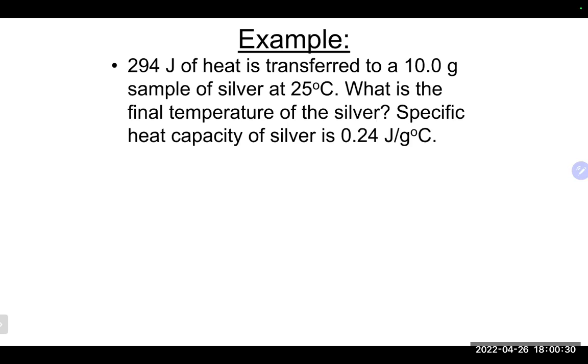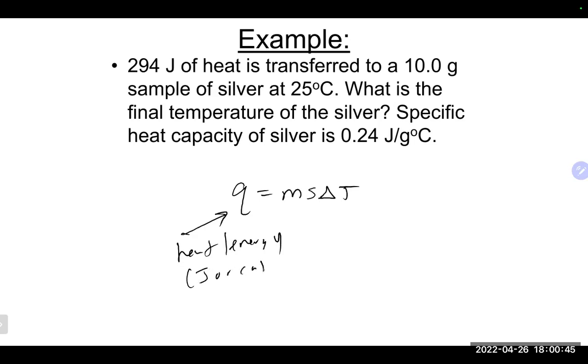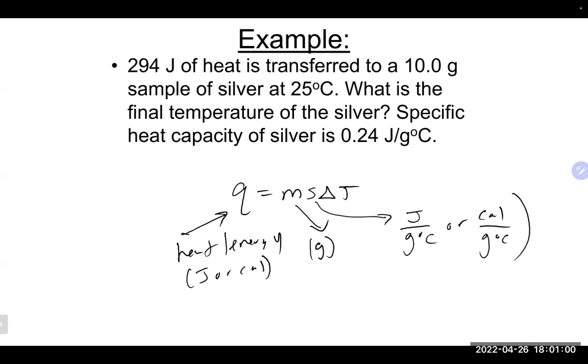Perfect. All right, so obviously we talked about specific heat, which, one more time, is the equation Q equals m s delta T. And a reminder that the Q here is heat, our energy, and that has basically one unit, which is joules or calories. M is mass, which is grams. S is the specific heat capacity, which has 3 units: joules per gram per degree Celsius, or calories per gram per degree Celsius.